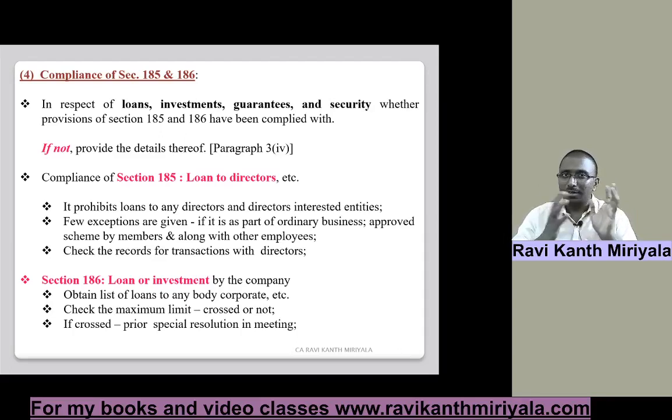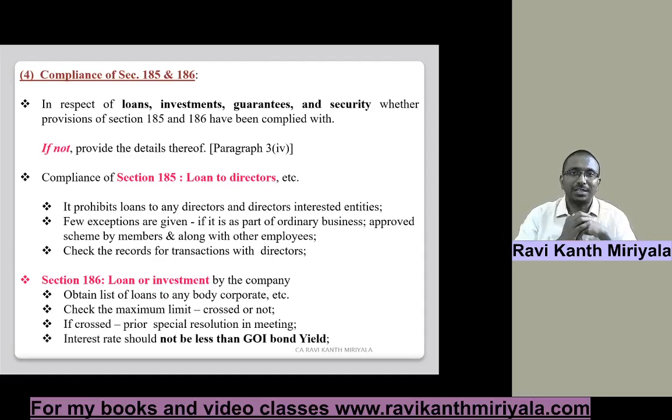In my earlier example, one company gave loans of crores and crores of money to another company at 1%. That is nothing but prejudicial, and you cannot satisfy the section. That's why the Companies Act now says the interest rate should not be lower than the Government of India bond yield. It is not the coupon, it is the yield.